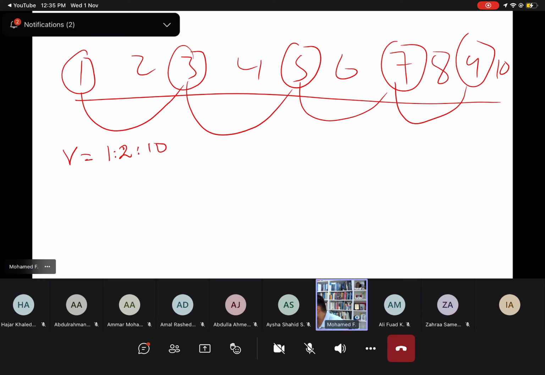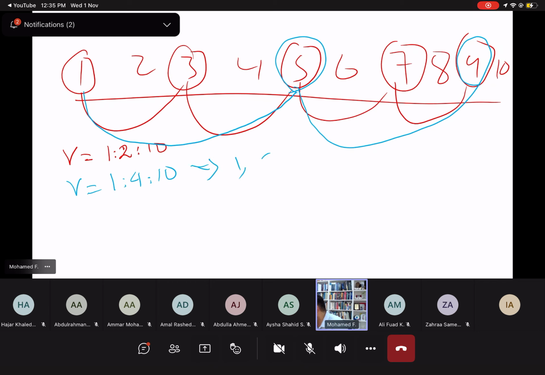Now, what if you want the spacing equal to 4? It will jump from 1 to 5, then to 9. So the outcome of v equals 1, 4 to 10 is 1, 5, and 9. In the previous case the outcome is 1, 3, 5, 7, and 9. So this is how you specify the spacing.